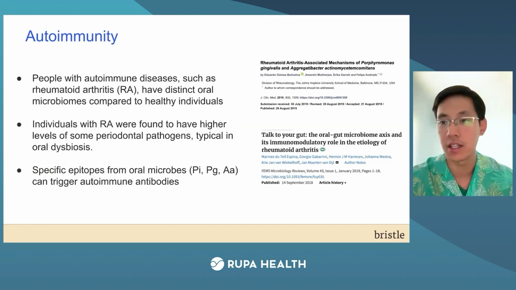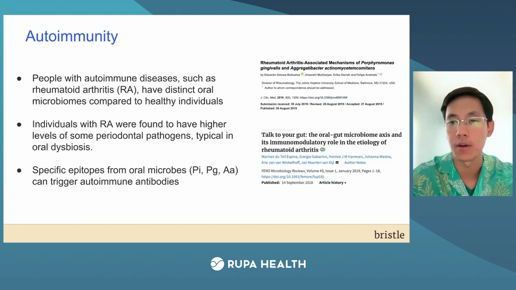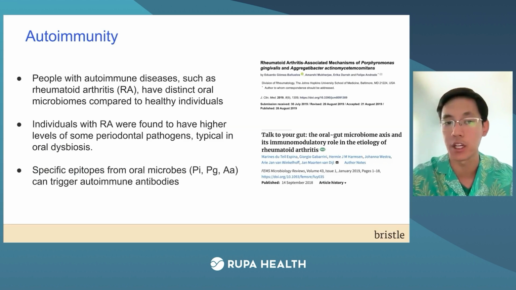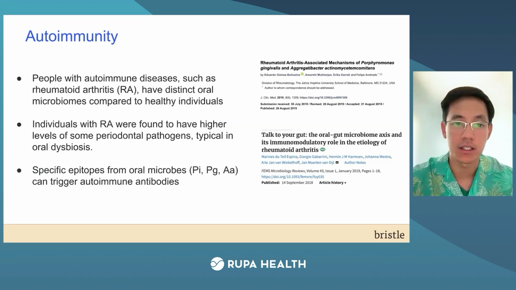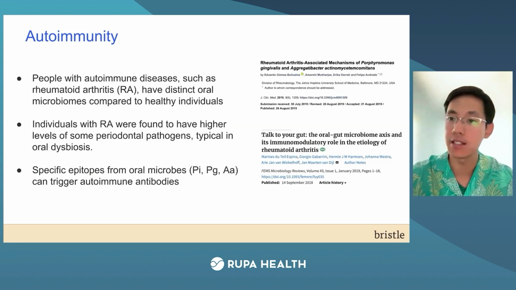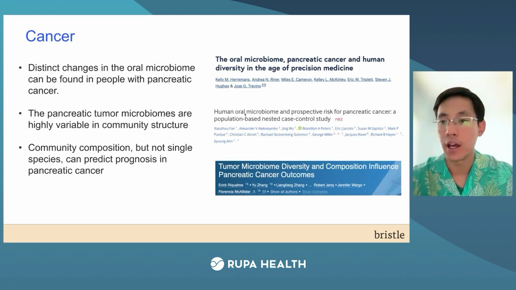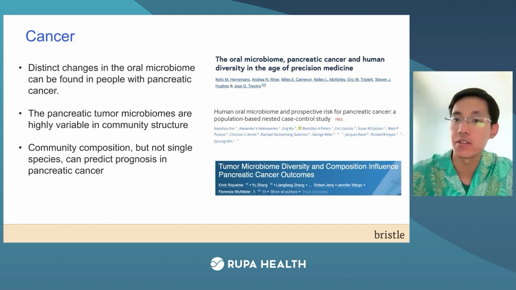And so the first association that's quite strong is with autoimmunity. So rheumatoid arthritis is one autoimmune disease where people have found that there are certain triggers, and those triggers are actually from the oral microbiome. Some bacteria, such as Porphyromonas gingivalis, Prevotella intermedia, and Aggregatibacter, they can produce certain types of enzymes that can modify the immune system, essentially. And this has been shown to be causal in some people with rheumatoid arthritis. And not only colorectal cancer, but other types of cancers as well.